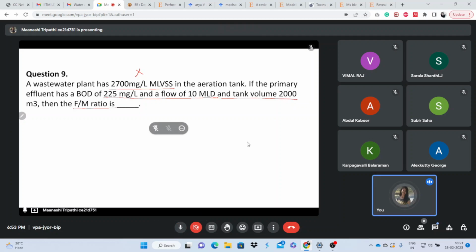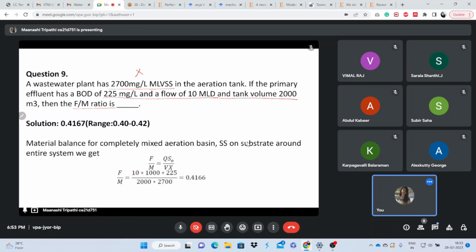This was a pretty easy question. I hope you might have noted down the values and solved it. When we say completely mixed aeration tank, with suspended solids as a substrate around the entire system, this is what we will get. Here also, the suspended solids leaving the system, that is Xe, should be considered negligible. Then we will get this equation.